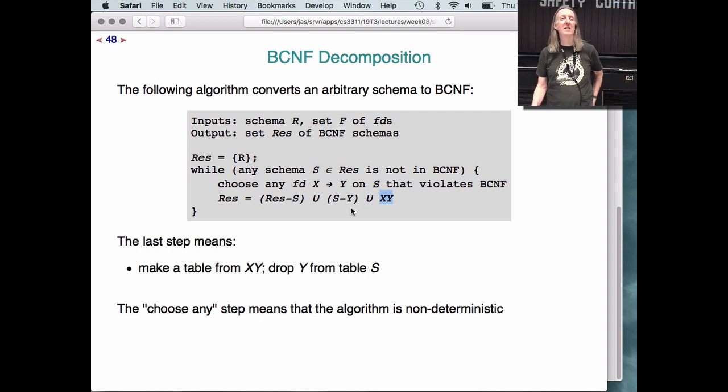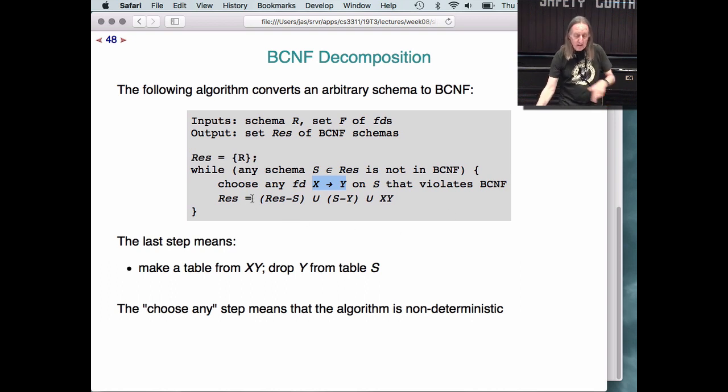Why does that get us towards BCNF? Well, if this functional dependency on S caused a problem, if we get rid of all the attributes on the right-hand side, that problem goes away in what's left of S. And if we create a table that's just got the attributes from X and Y, then it's likely that this functional dependency isn't necessarily going to cause any BCNF problems down the track.